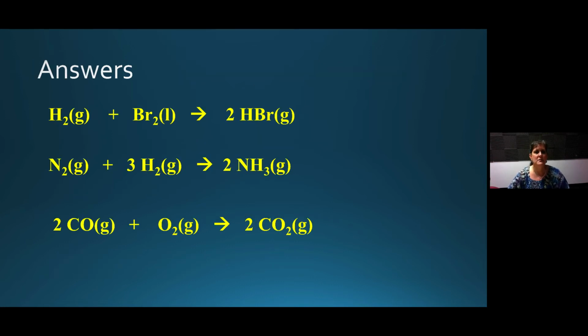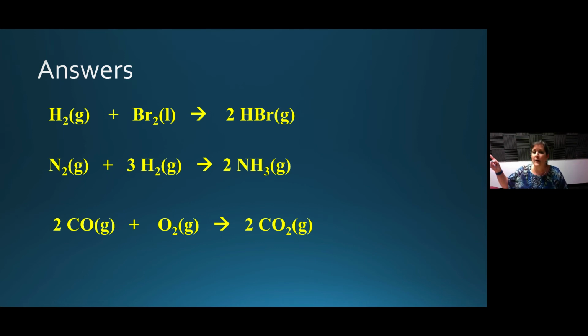And here are the answers. As said, the first reaction, H2 gas plus Br2 liquid, makes 2 HBr gases. Now the second reaction is 1 N2 gas plus 3 H2 gases makes 2 NH3 gases. So look at this, we have 2 nitrogens on both sides, N2, and then on the other side we have 2 NH3, so there's 2 N's. Now we have 6 hydrogens on both sides.